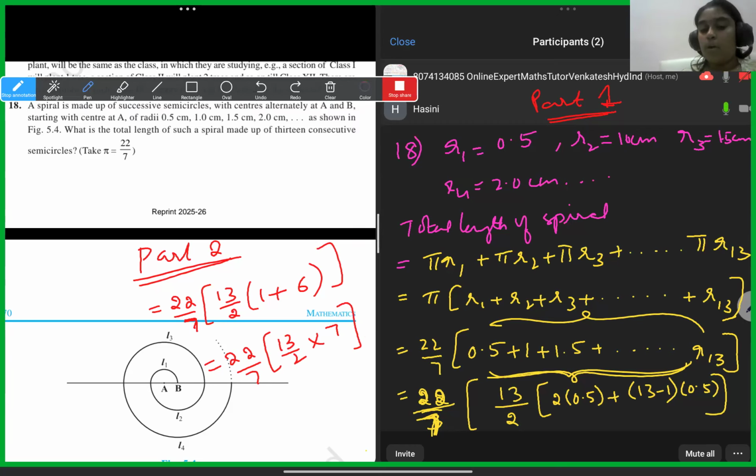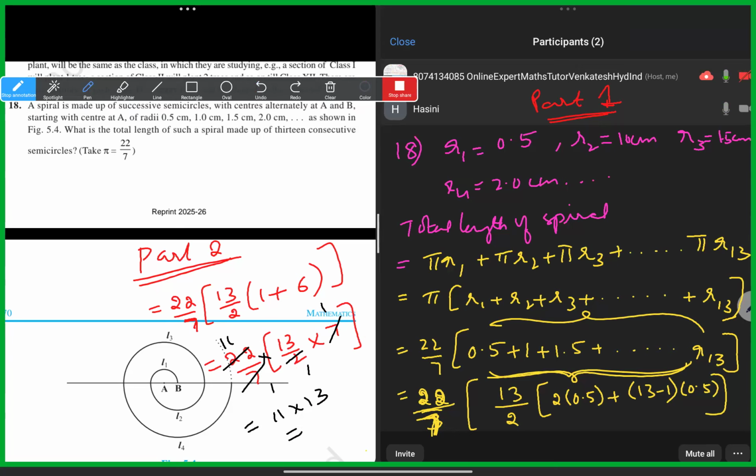So now it's completely multiplication between them, Hasni. Yes, sir. I can cancel: 7 ones are 7, 2 elevens are 22. So we are left with 11 into 13, which is 143 centimeter. That is the answer.